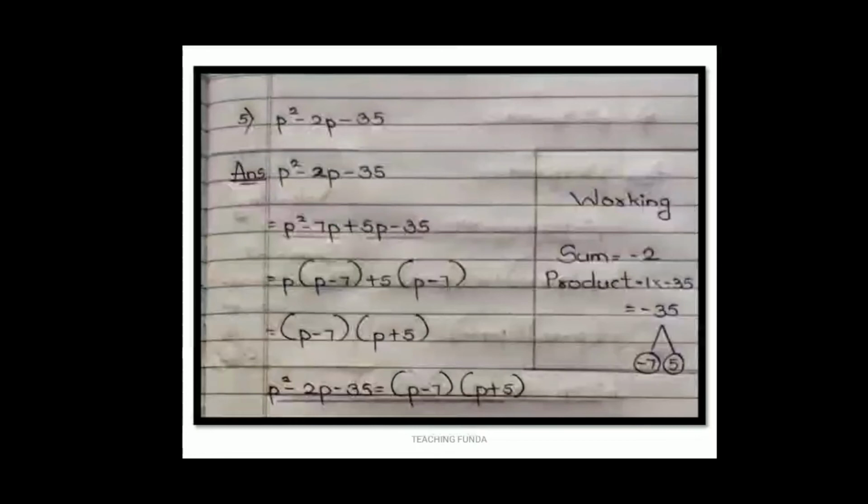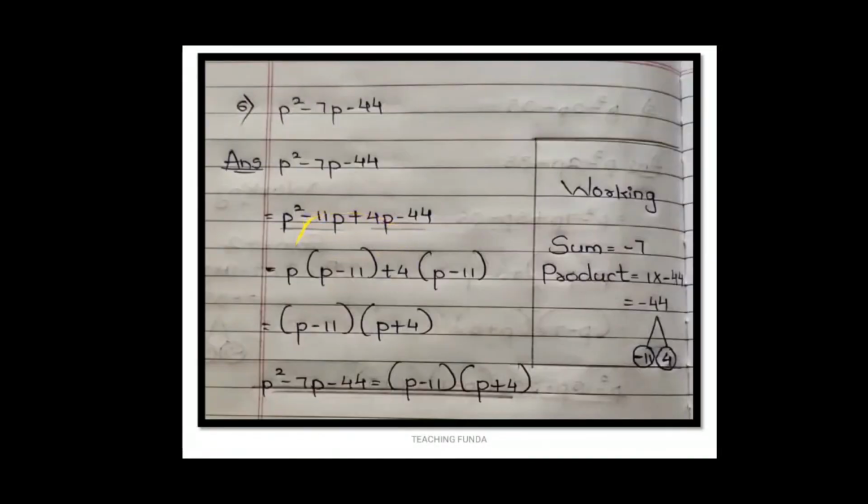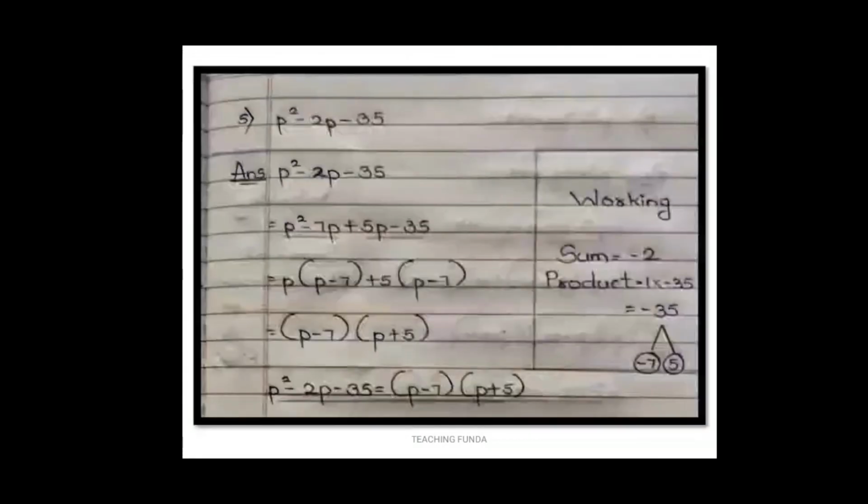Fifth sum, p square minus 2p minus 35. Again you have to factorize 35 such that your addition is minus 2. 7 fives are 35. Again the bigger number's sign is minus, because here you want minus 2p. Okay, minus 7p plus 5p. Again you have to take p common, p minus 7, and plus 5 common, p minus 7. Again you are getting the same bracket common, so the answer is p minus 7 and p plus 5.